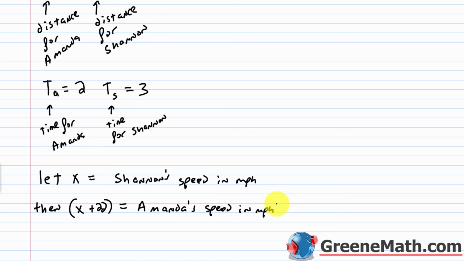So, we have a little bit more information. Let me scroll down and get a little room. We know from the distance formula, again, distance is equal to rate of speed times time traveled. So for Shannon, what information do we have? We have her rate of speed, which I assigned the variable x to, and we have her time as 3 for 3 hours. So distance for her equals 3x.